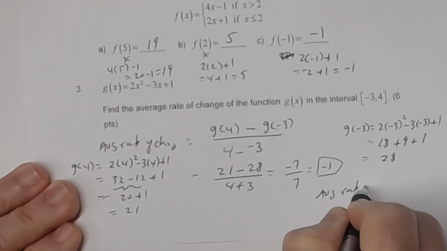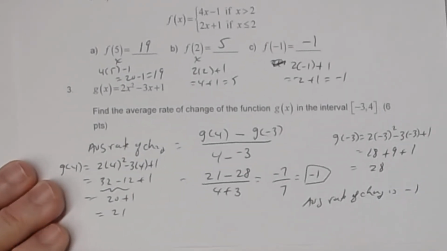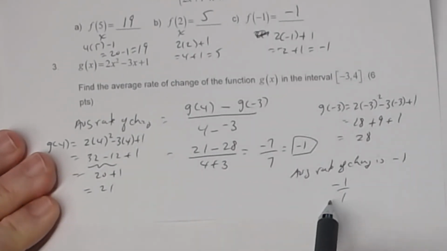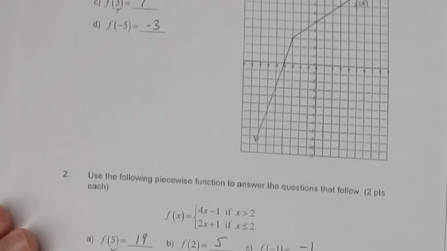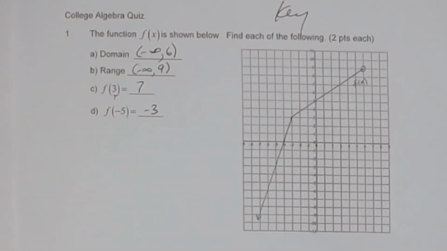Average rate of change is negative 1. Okay? So basically, if you think of this as a fraction, negative 1 divided by 1, for each 1 unit change in the x coordinate, the y value decreases by 1. That's what that means. All right, so the y divided by x. All right, so that's it. So that was the key to the quiz that you just took.